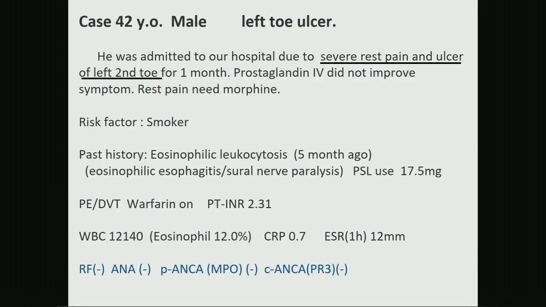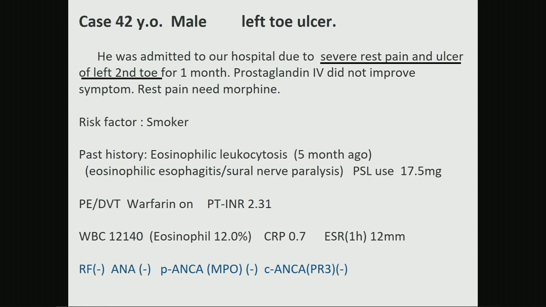The patient is a 42-year-old male, admitted to our hospital due to an R5 toe ulcer for 1 month. IV prostaglandin did not improve the symptoms, and rest pain needed morphine for his sleep. His only risk factor is smoking, and he had already started prednisone due to eosinophilic leukocytosis, including esophagitis and nerve paralysis.